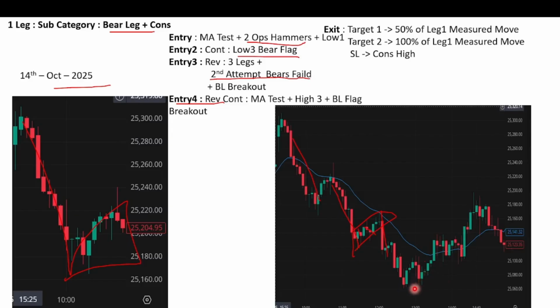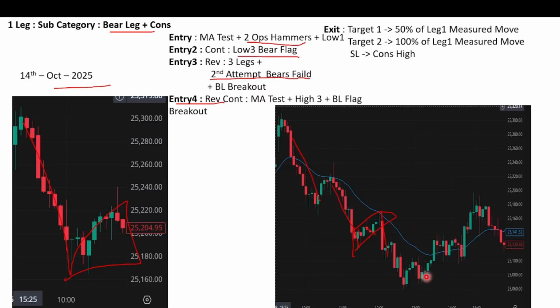You got another entry, that is bull flag and MA test of bulls and high 3. So high 1, high 2, high 3. You can enter one more trade here, or you can just add to your position. The same goes for targets. Target 1 will be, in the continuation trades, 50% of this measured move, and target 2 will be 100% of this measured move.